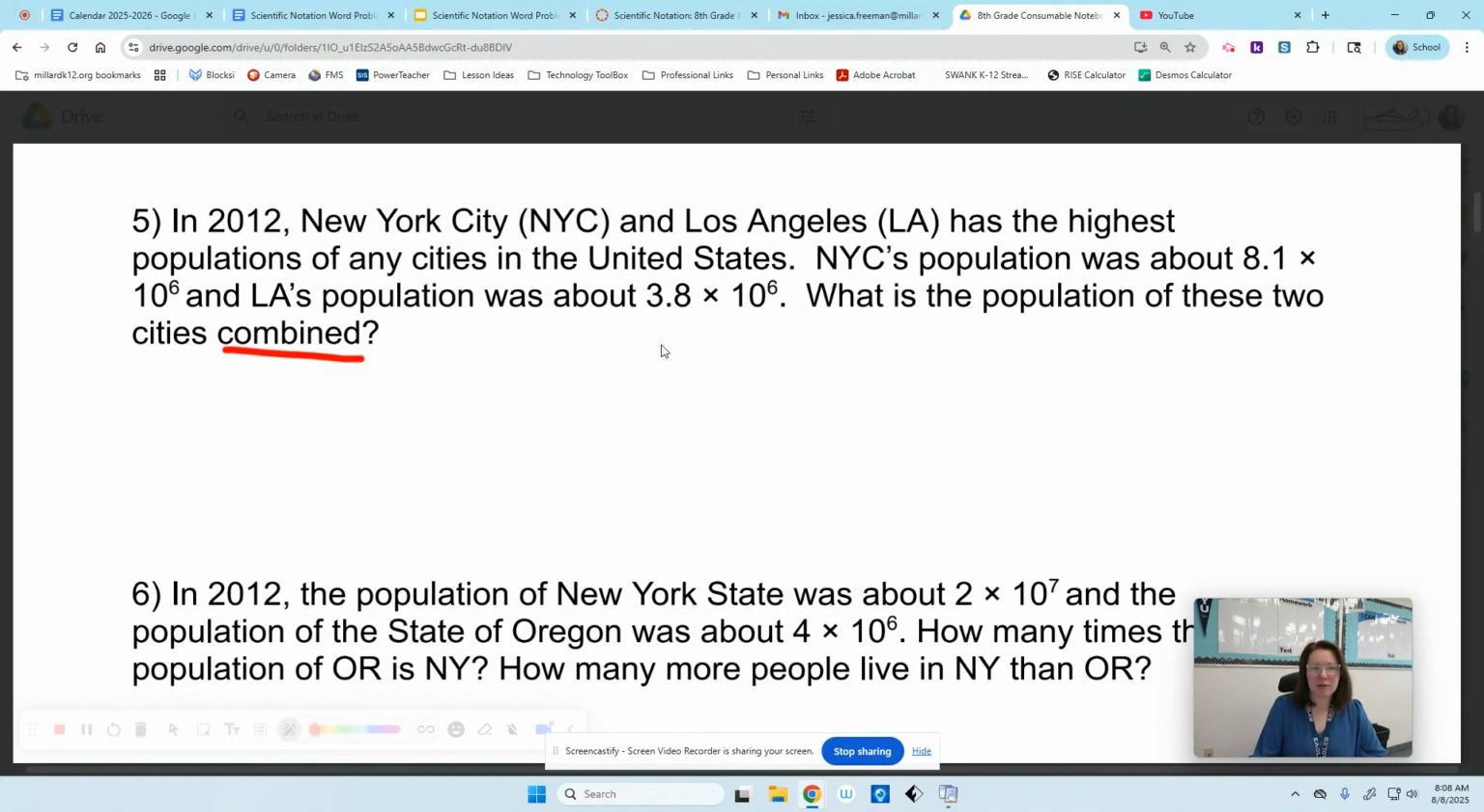Cool. What is the population of these 2 cities combined? You just add them together. Literally, you just type those numbers with a plus symbol in the middle and click enter.